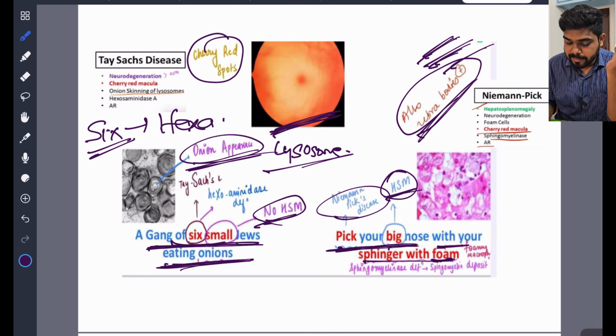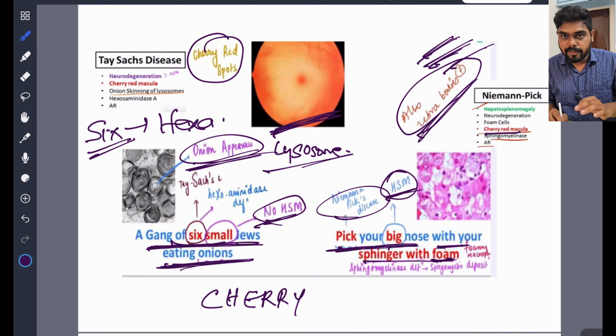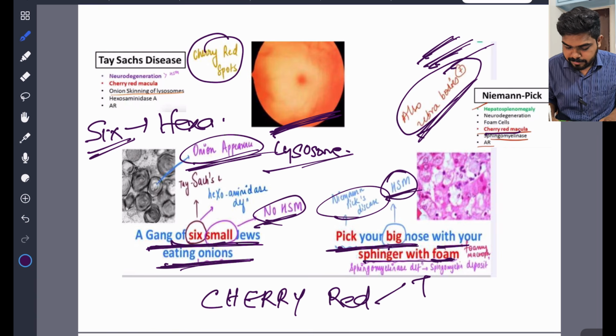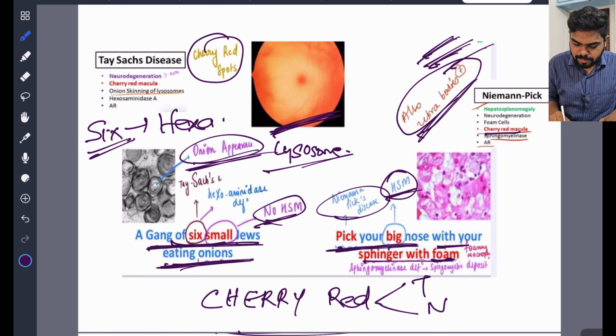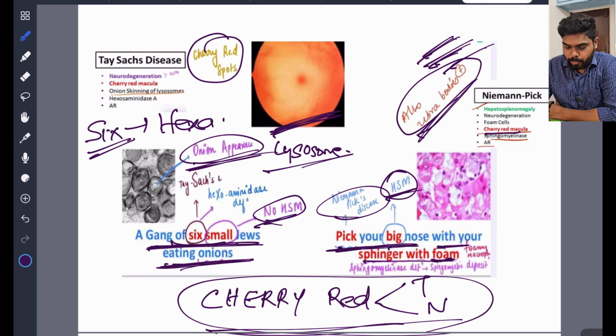So here hepatosplenomegaly is there, and cherry red macula is present. So in both Tay-Sachs and Niemann-Pick there is cherry red macula, and there is a separate mnemonic: cherry trees never grow in sand. So cherry red macula, we are studying Tay-Sachs and Niemann-Pick. So what I can say is cherry red, TN, Tamil Nadu, TN. So cherry red: Tay-Sachs and Niemann-Pick.